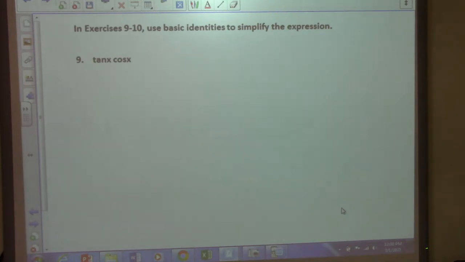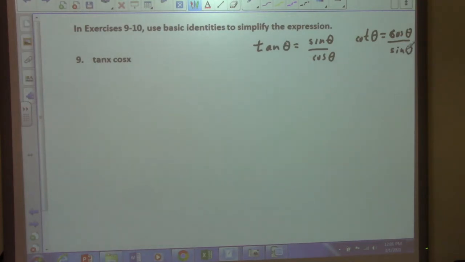So basically on these right here, what we're looking at is use basic identities to simplify the expression. The main identities to be used on these are what we call the quotient identities, which are these ones here. Tangent theta equals sine theta over cosine theta. We have cotangent theta is equal to the reciprocal, cosine theta over sine theta.